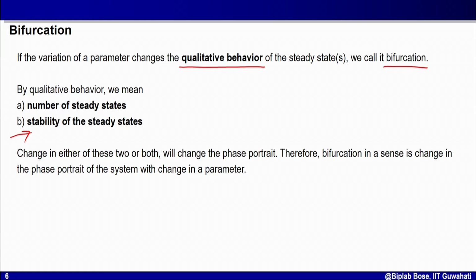So I can have a generalized broad definition. If the variation of a parameter changes the qualitative behavior of the steady state, I will call the system has bifurcation.